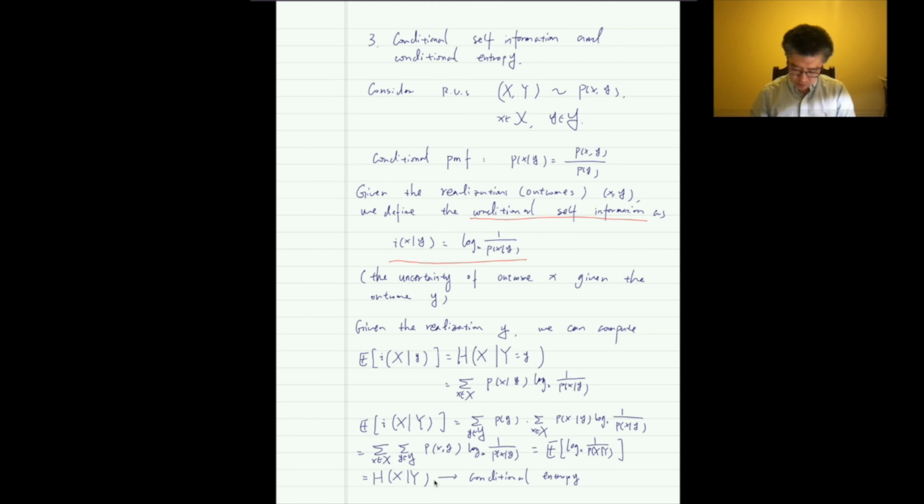Again, this is also an entropy. Given this format, we can see immediately that this guy is also greater than or equal to 0. So this is the conditional entropy. Now we have introduced entropy, joint entropy, and conditional entropy. Just keep tracking those concepts, because we're going to introduce a lot more.